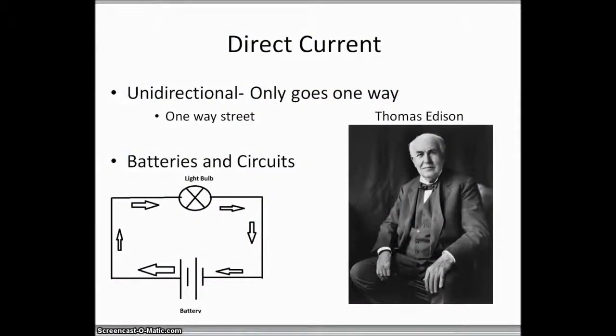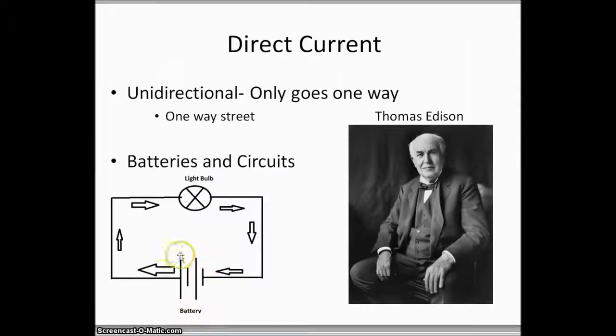The first current we're going to talk about is direct current. Direct current is what we call unidirectional. And what that means is it only goes one way. It's like a one-way road or a one-way street. This is just like batteries and circuits or anything with your remote controls and your Xbox, PlayStation, anything like that.